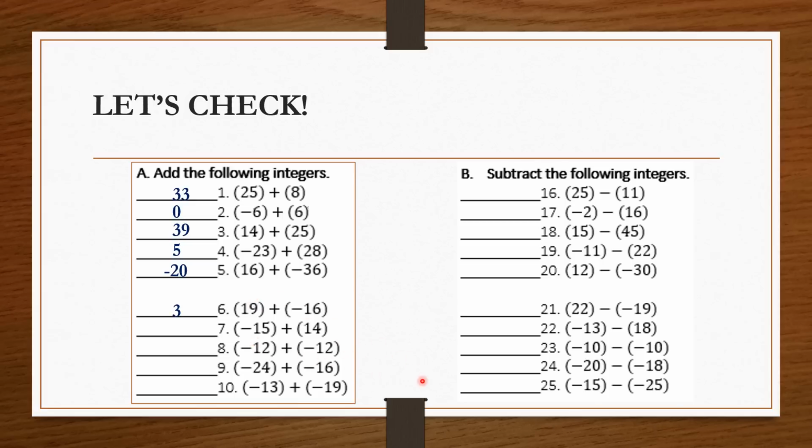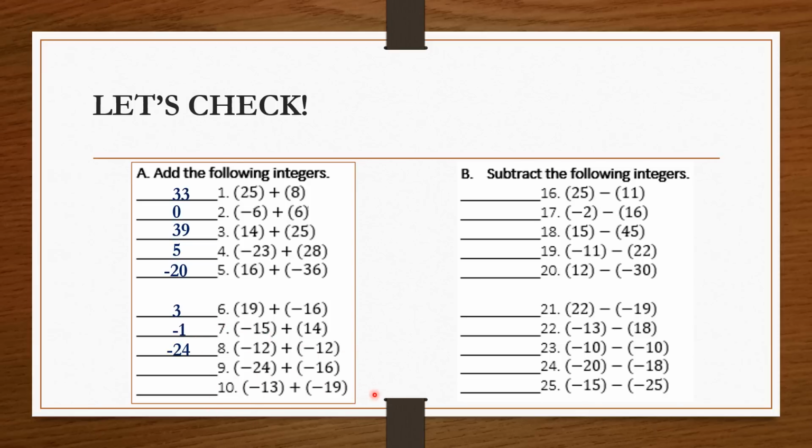Number 7, we have negative 15 and positive 4. We again subtract 15 and 4, so 15 minus 4 is equal to 11, and the sign of the larger number 15 is negative, so we have negative 11 as the answer in number 7. Number 8, negative 12 plus negative 12, they are both negative, so we add them first. 12 plus 12 is 24, and since both of their signs are negative, we have a negative answer, negative 24.